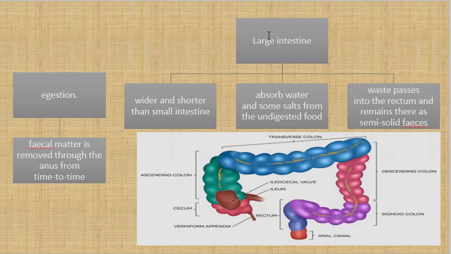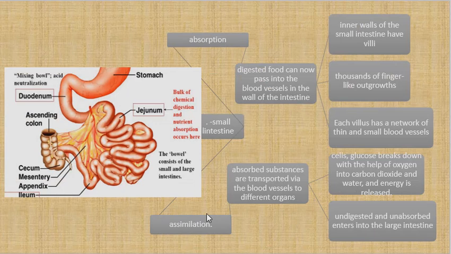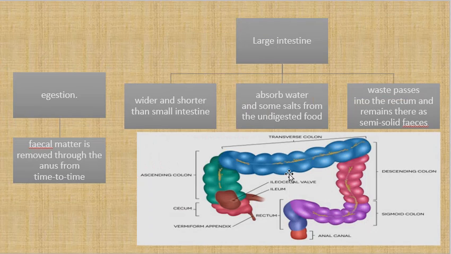Okay, the large intestine. The large intestine is wider and shorter than the small intestine. The small intestine is 7.5 meters long. The large intestine is thick but not long. It absorbs the water and salts from the undigested food. We have seen that after assimilation, that is, absorption of the substance and conversion to energy, the rest, undigested and unabsorbed, is sent to the large intestine. There, leftover salts and water are absorbed, and then the waste, whatever is unnecessary, passes into the rectum and remains there as semi-solid feces.